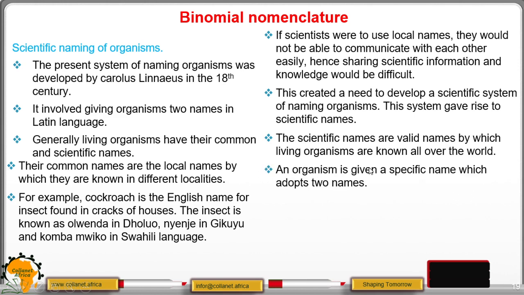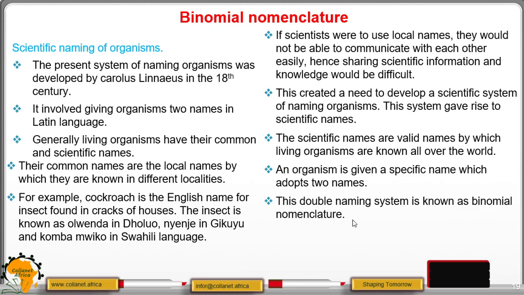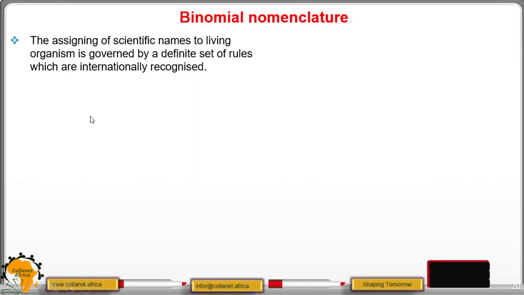And an organism is given a specific name adopting two names. And that is what we call double naming or binomial nomenclature. So, binomial nomenclature is actually the double naming of organisms, or assigning an organism two names. That is the genus name beginning, followed by the species name.